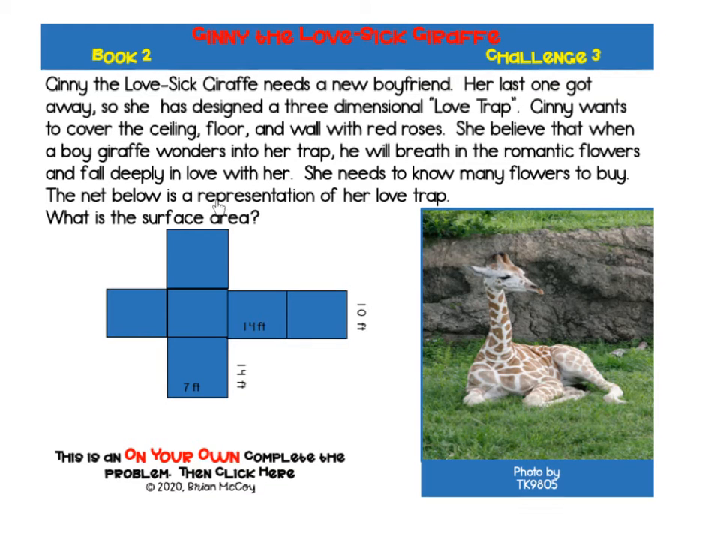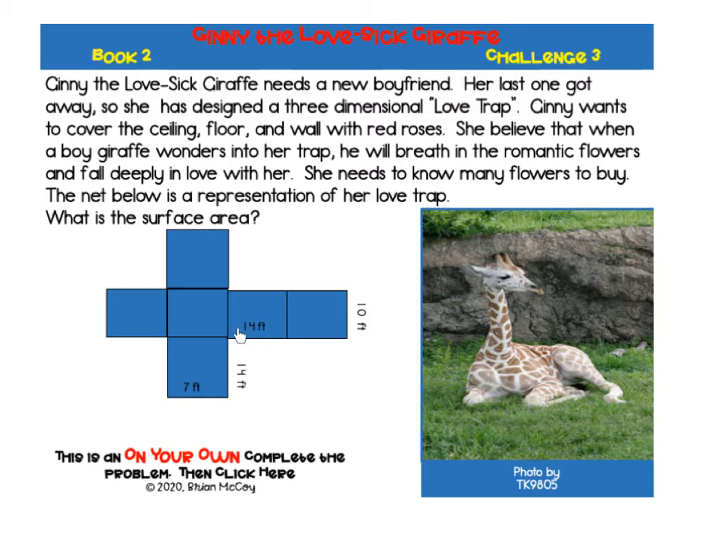The net below is a representation of her love trap. What is the surface area? And here we have our net, which is a rectangular prism that is made into a two-dimensional representation of that three-dimensional figure, right? So without further ado, let's get started solving this problem.